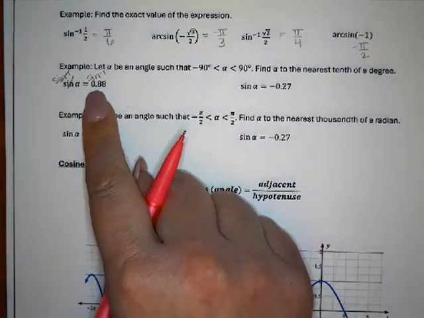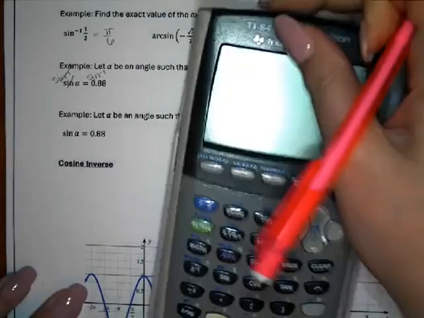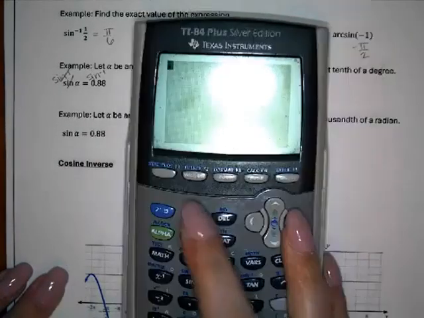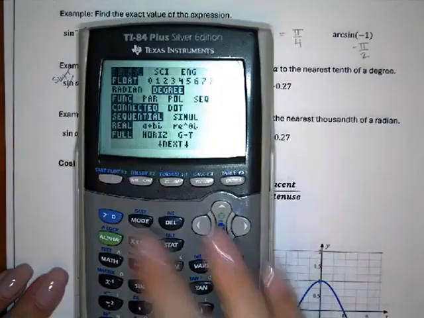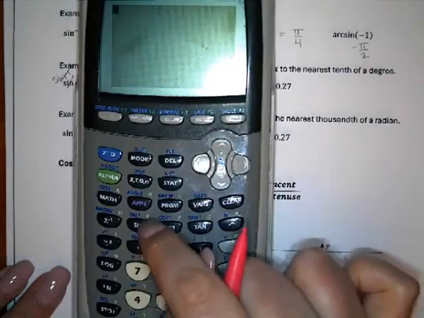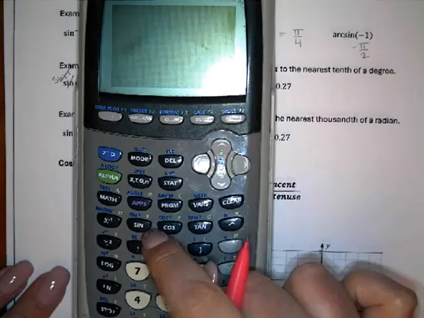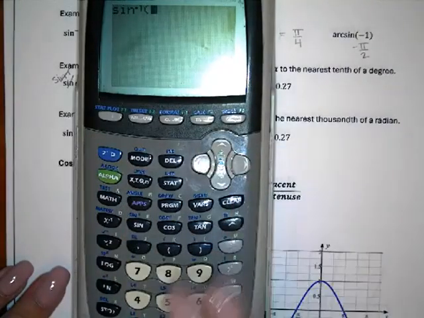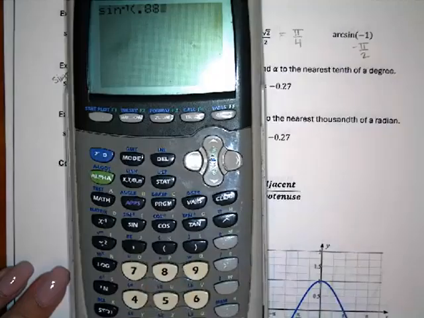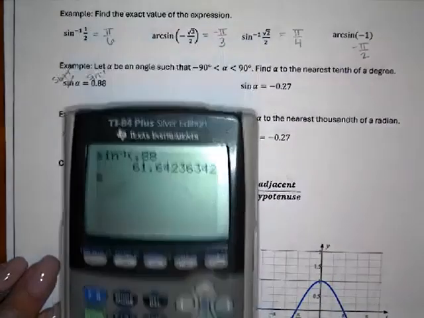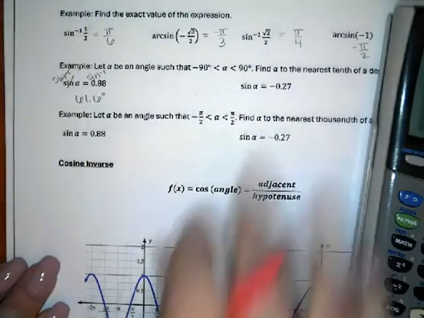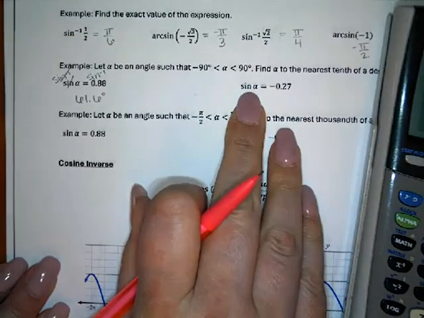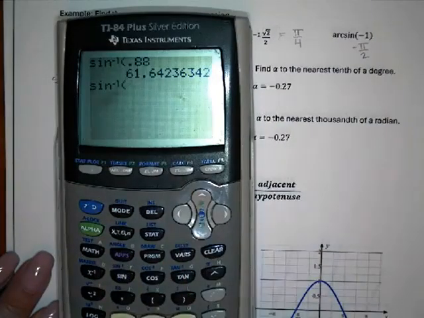Since they want the answer in degrees, I have to take the mode and make sure I'm in degrees, which I happen to be right now. So sine inverse is in blue above the sine button. And so I'm going to do second sine, and I'm going to type 0.88, 61.6. Next one, get alpha by doing sine inverse. Sine inverse, negative 0.27.